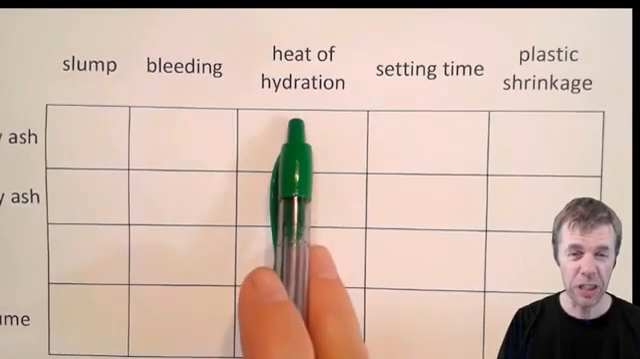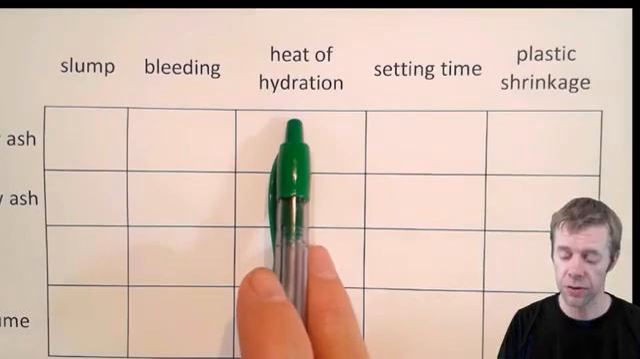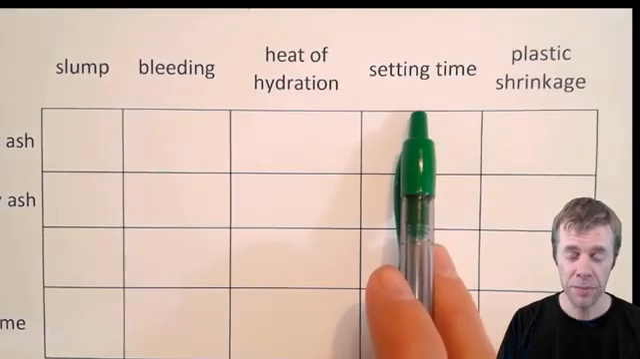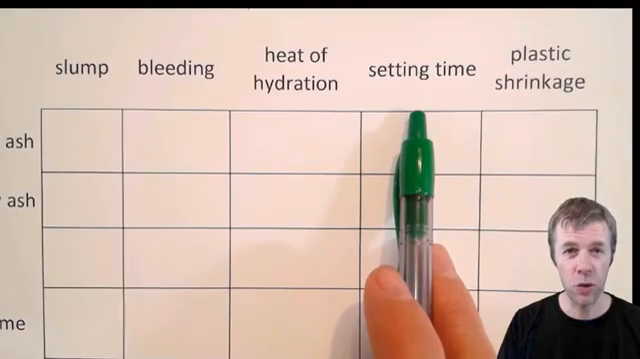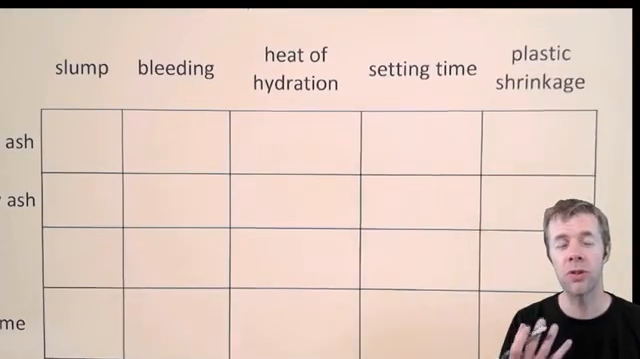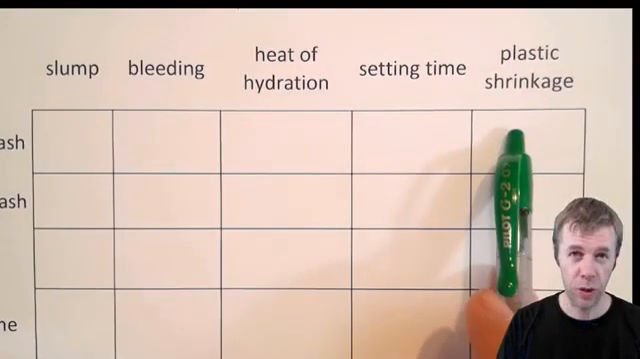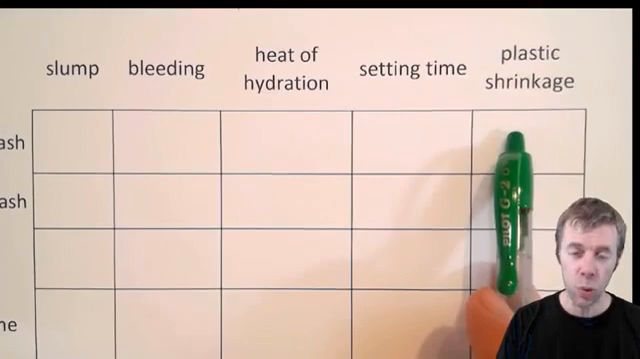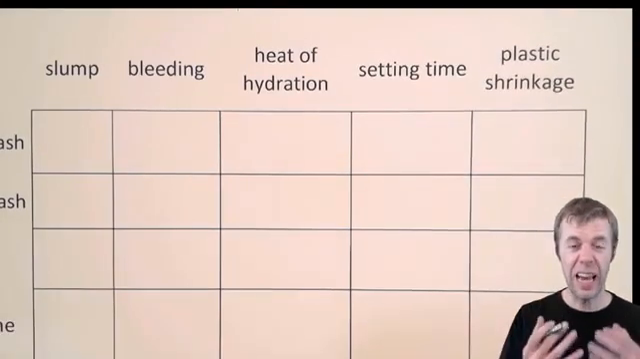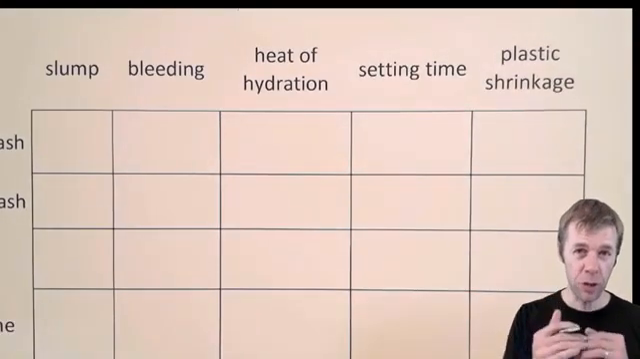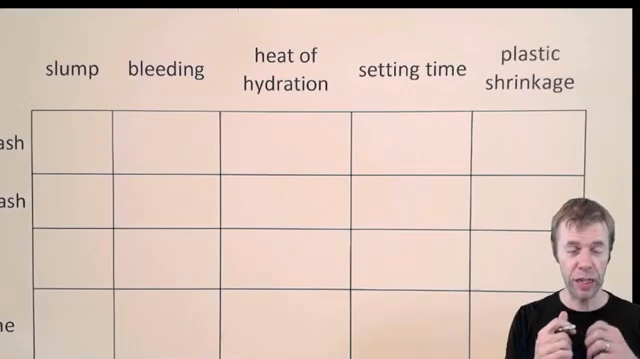Bleeding. That's how much water is coming up to the surface of the concrete. Heat of hydration. How much heat is given off as it reacts. Setting time. How long does it take before initial and final set? How much time does it take before concrete starts to initially harden? And then plastic shrinkage cracking. That's where, when the concrete is setting, if it dries too much at the surface, it can actually shrink and crack.